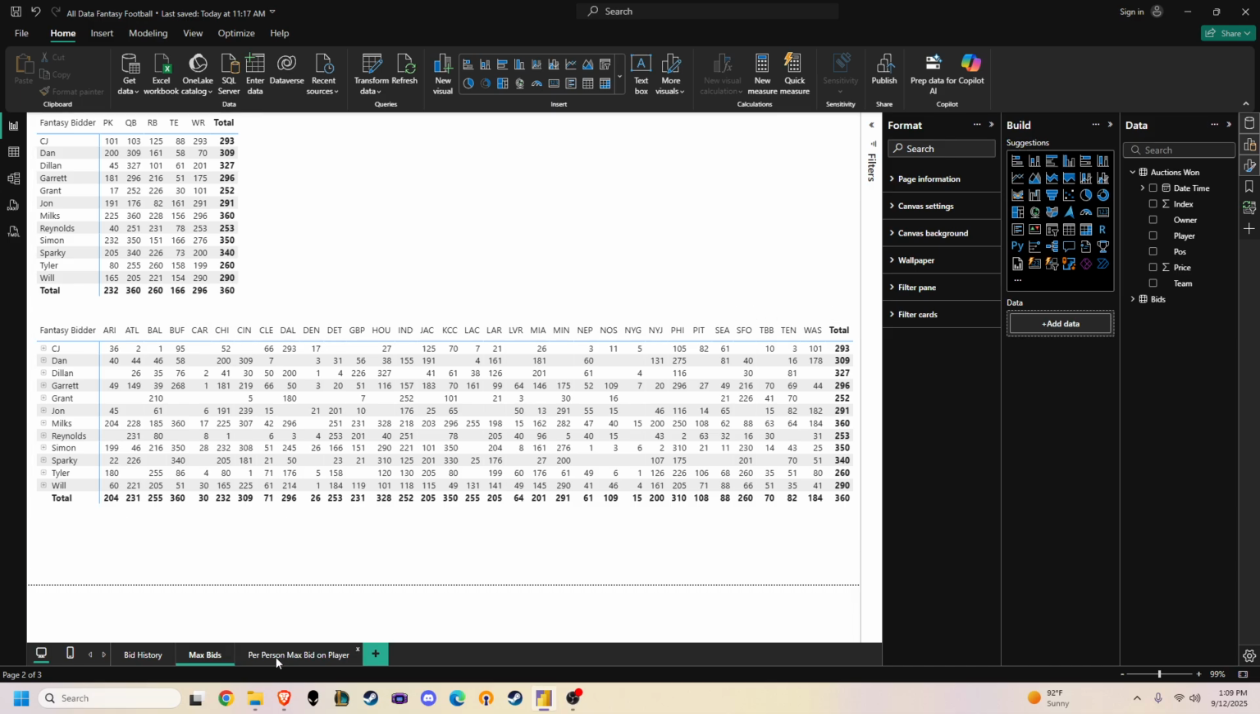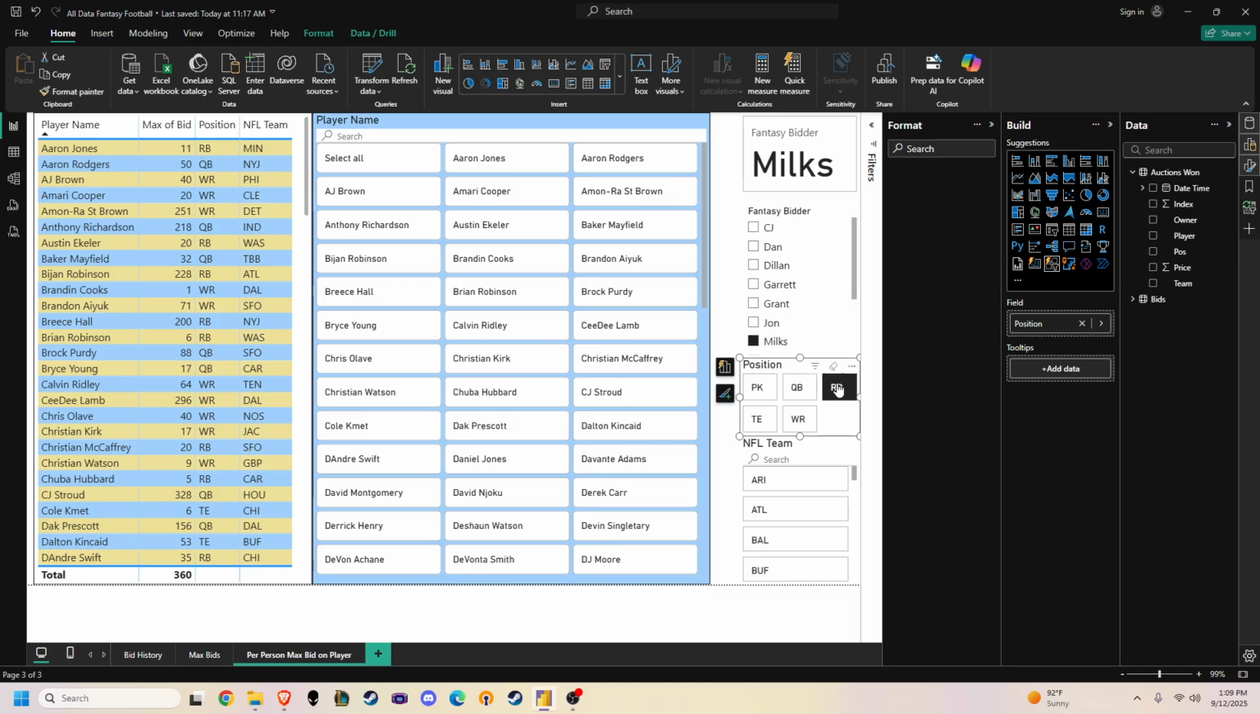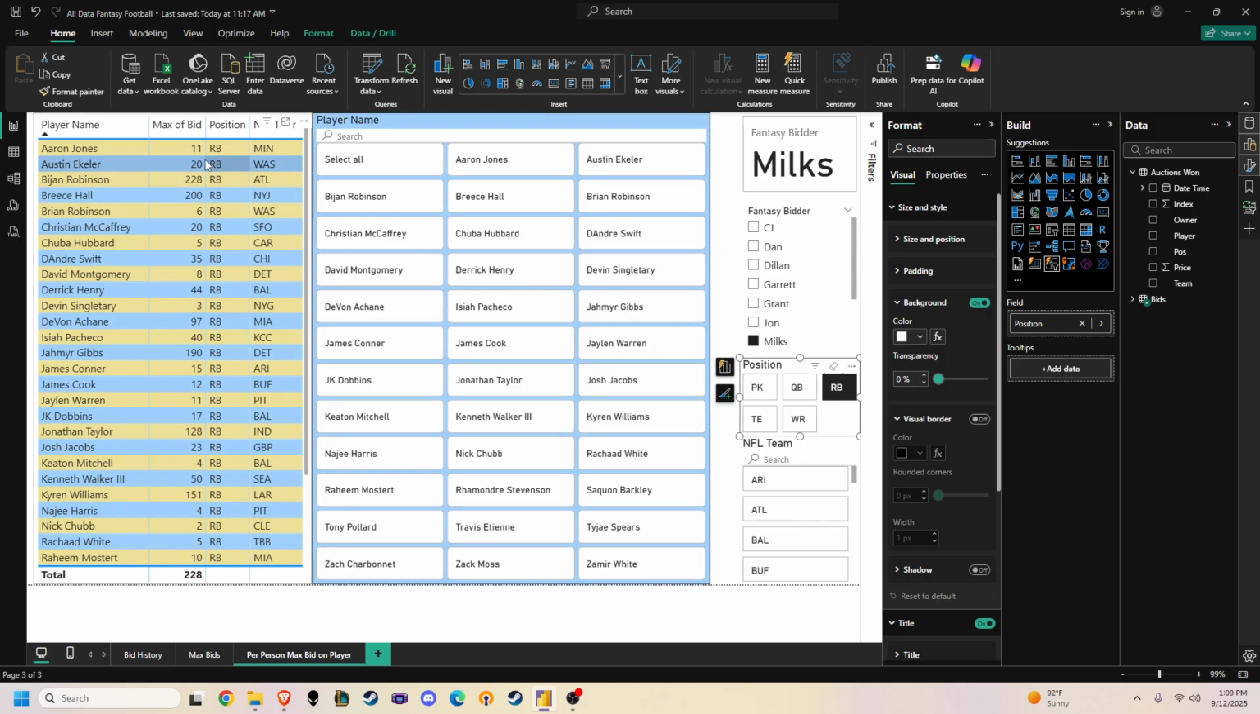Another thing I liked was if you didn't want to look at it holistically by player, you could look at it by fantasy owner, and then you could see which running backs and how much I was willing to bid. These are all of the running backs I bid on. I ended up getting Breece Hall, not Bijan. That probably wasn't the greatest idea, but you can just go and learn through.